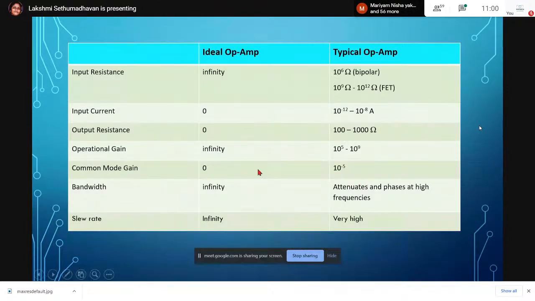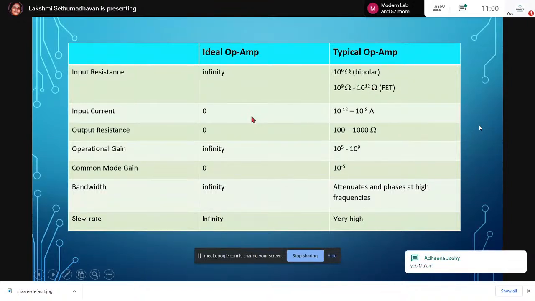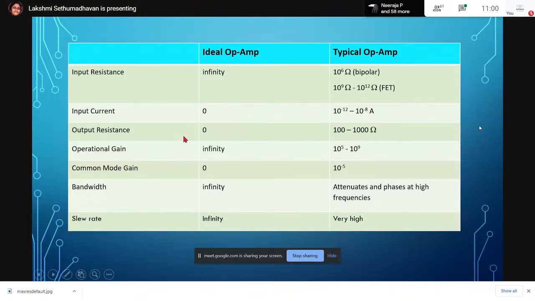So this is what we discussed just now. Input resistance: infinite ideally, typically I would put it as 10 raised to 9 to 10 raised to 12 ohm. Input current, I didn't hint at this, I'll come back to it. Output resistance: 0 ideally, typically 100 to 1000 ohms. Gain: infinite ideally. Practically, gain is between 10 raised to 5 and 10 raised to 9, a very high value. This we are speaking of is open loop gain. We'll come back to it.